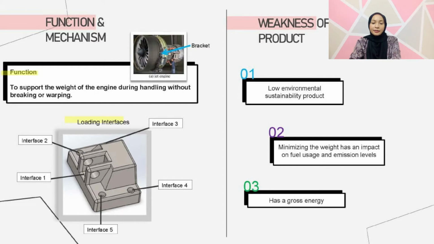Third, the jet engine bracket has a gross energy. Titanium has a gross energy requirement of more than 15 times that of steel. This makes it very hard to recycle titanium alloys.